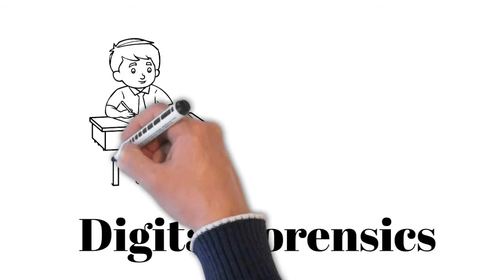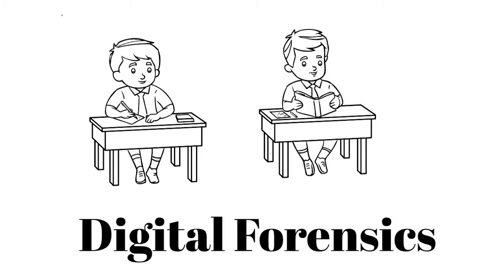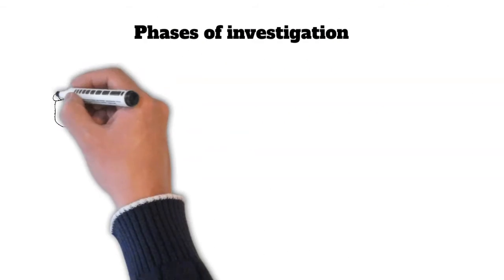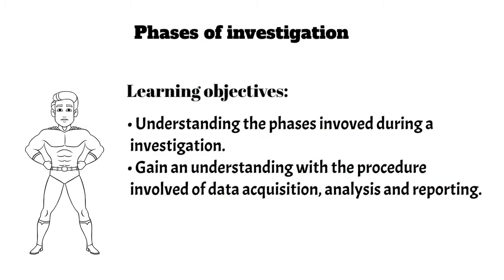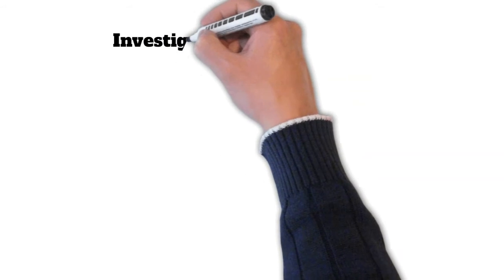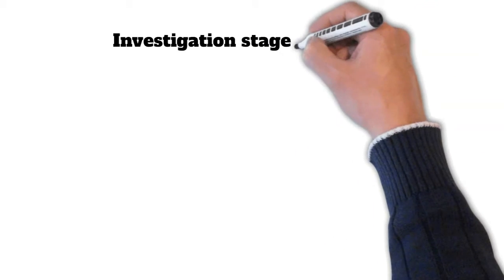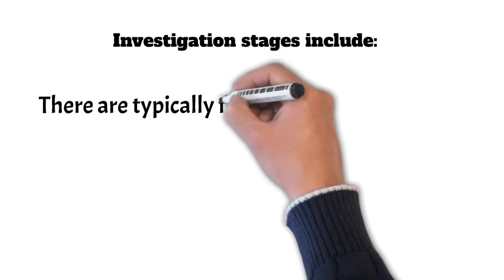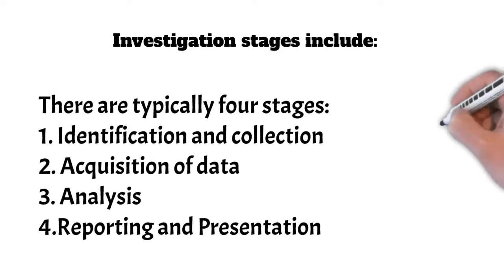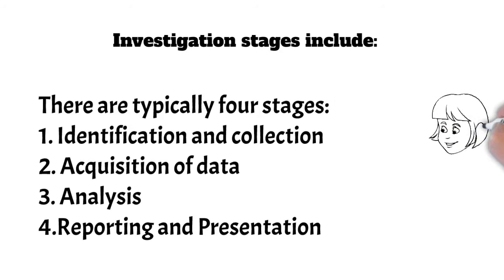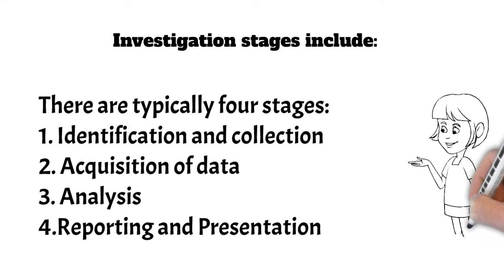In today's video, we will discuss the different phases involved in an investigation. I have made some learning objectives for this video, hoping you guys will understand everything and meet all the requirements listed. There are typically 4 stages involved when investigating a crime scene: identification and collection, acquisition of data, analysis, reporting, and presentation. However, if you use other sources on the internet, they could say there are more stages, but typically it is 4. In the next couple of slides, I will discuss each of the stages in more detail so you can gain a better understanding.